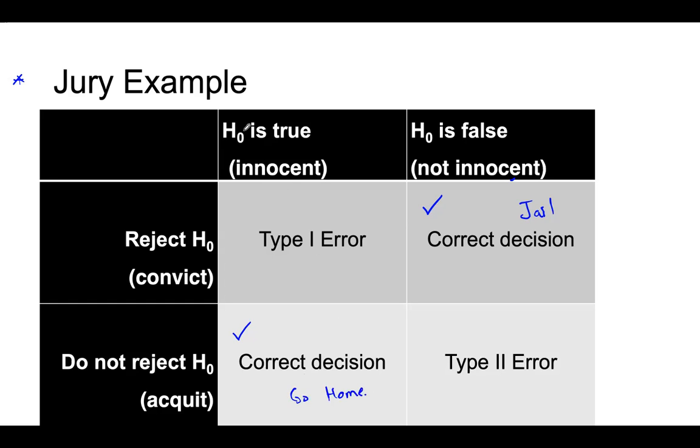What if the person is innocent, but we reject that null hypothesis? They're actually convicted in this particular case. This means justice was not served, which isn't good. So no justice: in this case, an innocent person goes to jail.